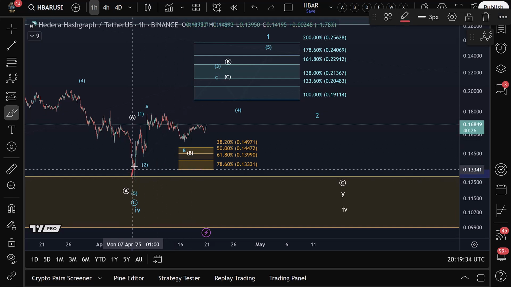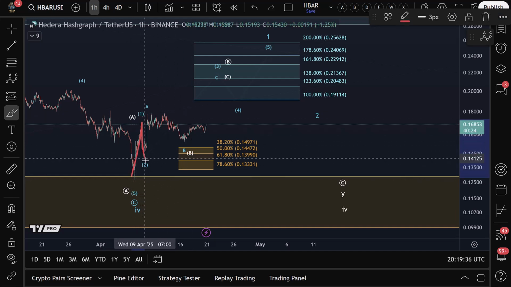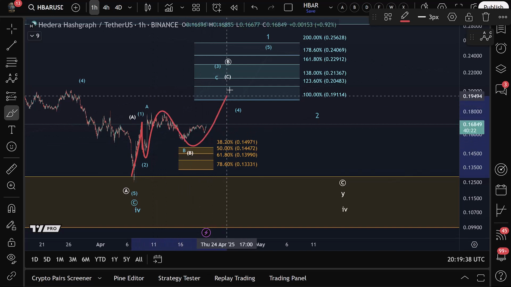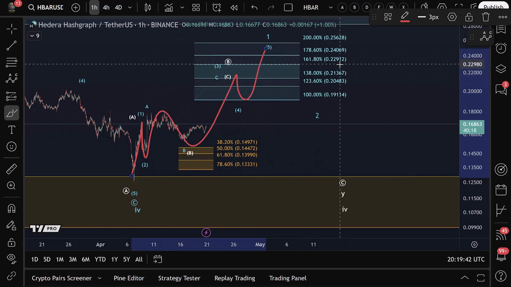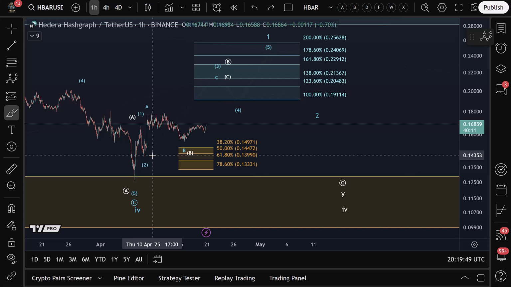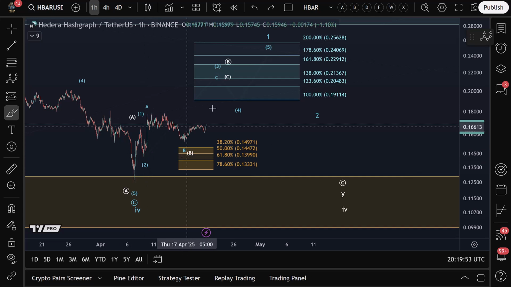But I can make a case here for a 1-2 setup and an AB, and then we could go higher from here like that, potentially forming 5 waves in the 23 to 24 cent region. This is one scenario I'm tracking that is valid as long as the market holds above the wave 2 low that formed around 14.3 cents. That's the blue count, valid as long as we're holding that level.